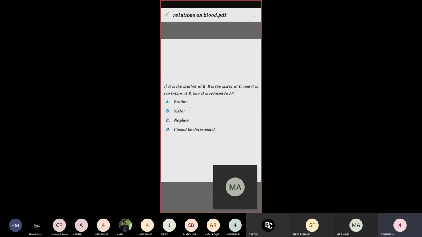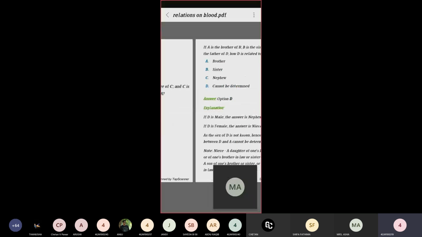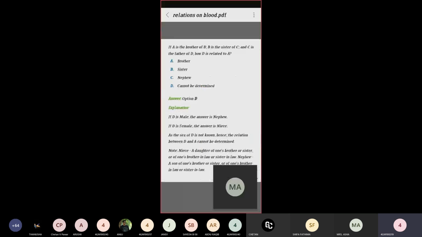Second one. If A is the brother of B, B is the sister of C, and C is the father of D, how is D related to A? Options: A. Brother, B. Sister, C. Nephew, D. Cannot be determined. A is the brother of B; this indicates A is male. B is the sister of C; this indicates B is female. And C is the father of D, meaning C is male. Here A, B, C are brothers and sister, where A and C are brothers and B is sister. D is the daughter or son of C.